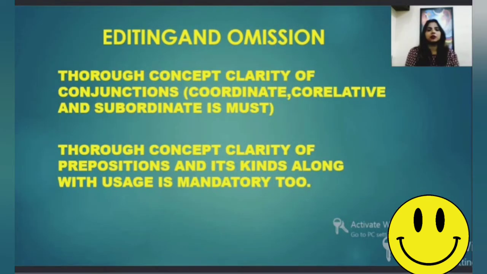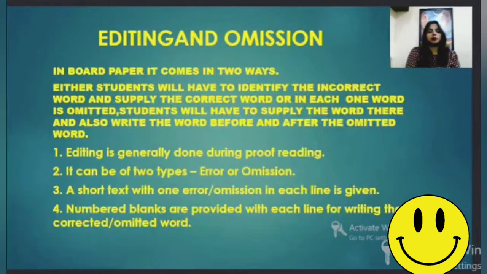Students should have a thorough concept clarity of conjunctions, that is coordinate, correlative and subordinate. They should also have a thorough concept clarity of prepositions and its kinds with use. In board paper it comes in two ways. Either students will have to identify the incorrect word and supply the correct word, or in each sentence one word is omitted and students will have to supply the word there and also write the word which is before the omitted word and the word which is after the omitted word.